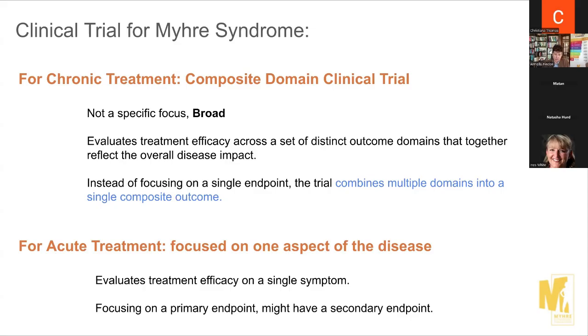For the acute treatments, we want to focus on one aspect of the disease. So for now, what we are focusing on is tracheal stenosis because we have several patients that have an urgency in this treatment. We want to evaluate the treatment efficacy on a single symptom. And you want to focus on what we call the primary endpoint. So you are going to measure one thing and you are going to base the decision of efficacy on that primary endpoint. So one endpoint.